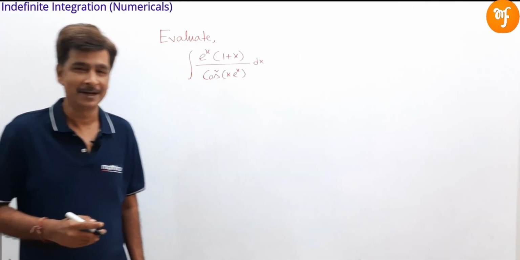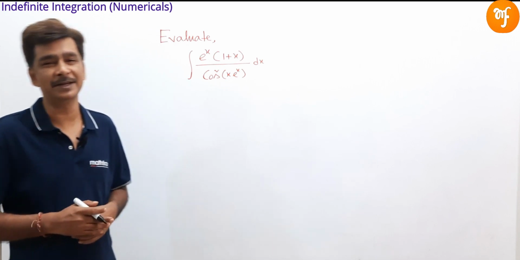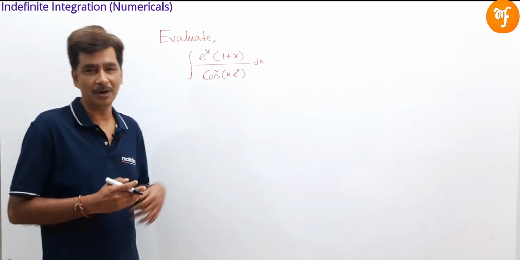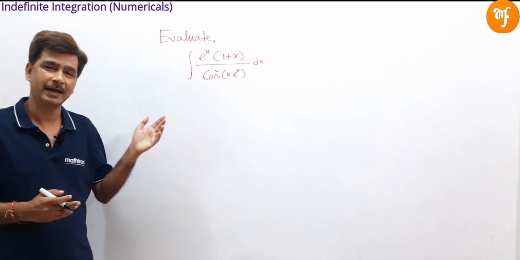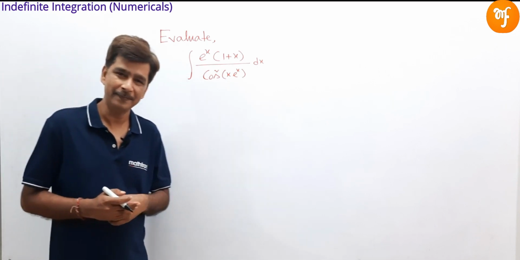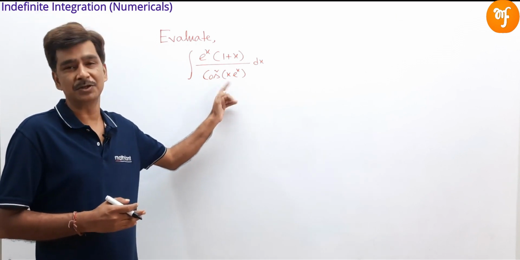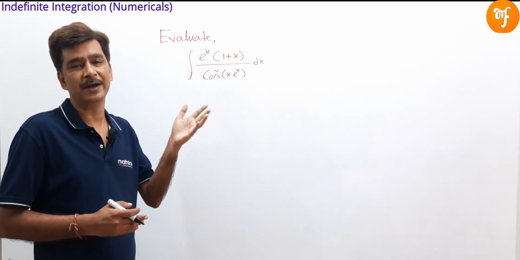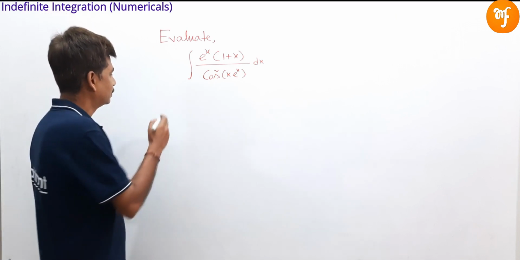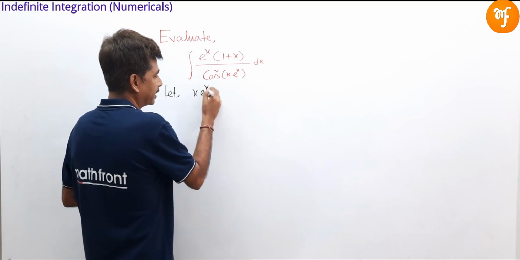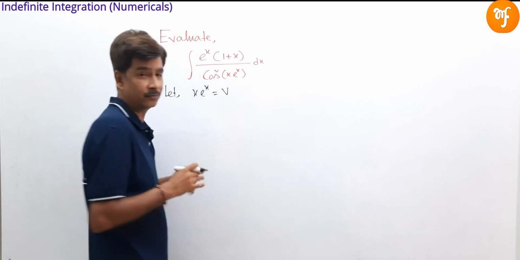So friends, come to another question, that is the integration of e^x (1 + x) divided by cos² (x e^x) dx. Now to solve this type of numerical, we will first assume x e^x by a new variable, that is v. So let x e^x is equal to v.